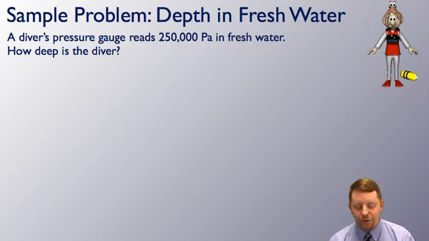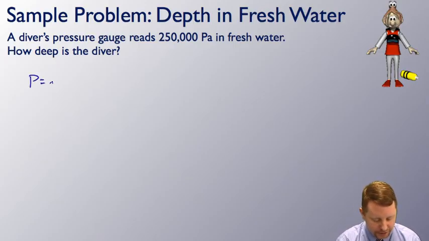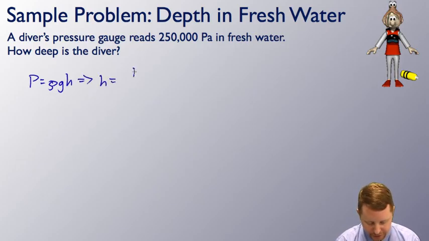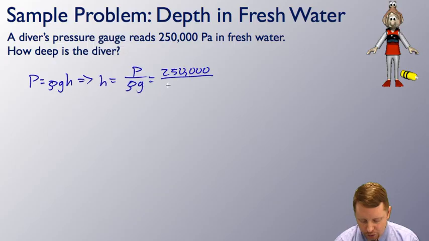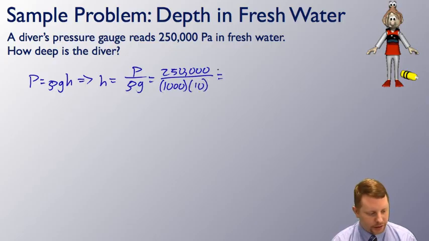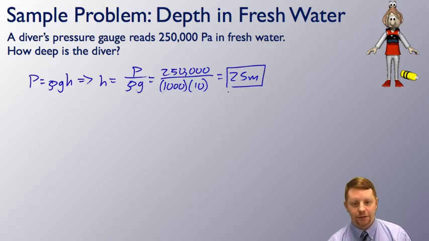Let's take a look at depth in fresh water. A diver's pressure gauge reads 250,000 pascals in fresh water. How deep is the diver? Well, gauge pressure, P, is rho g h. Therefore, h must be equal to the gauge pressure divided by rho g, or 250,000 pascals over, well, rho for fresh water, 1,000 kilograms per meter cubed, and g, about 10 meters per second squared, gives us a depth of about 25 meters.